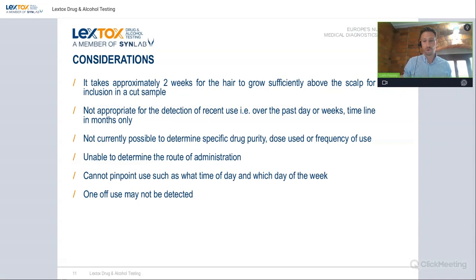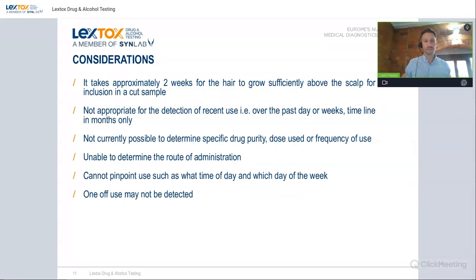As a practical example, if you wanted to cover the whole of June, we would really need to organise a sample collection towards the middle of July so that we can take off those 2 weeks and then start the analysis time period from the end of June, going back to end of May, and so forth. Because of that, it's not appropriate for the detection of recent drug use, i.e. in the past few days or the past few weeks. It really is only looking at the past few months.